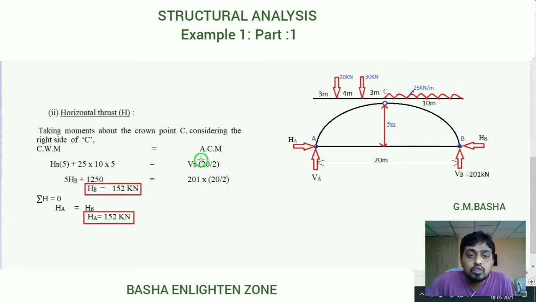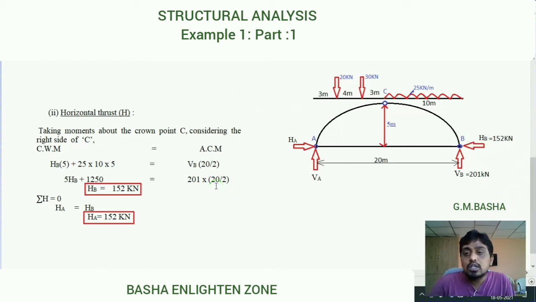So you already know the VB value, which is equal to 201 kilonewton here. Substitute it here and simplify. You will get the unknown HB value equal to 152 kilonewton. After obtaining the value, immediately mention here that the value will be equal to 152 kilonewton.